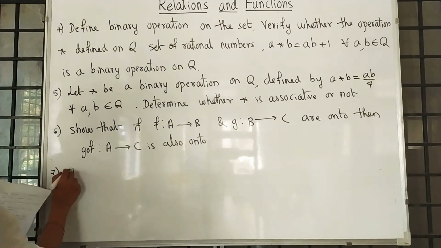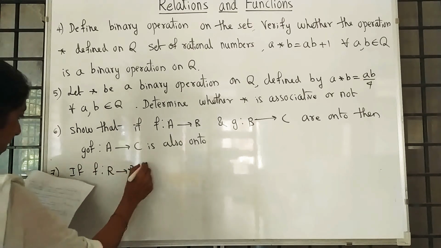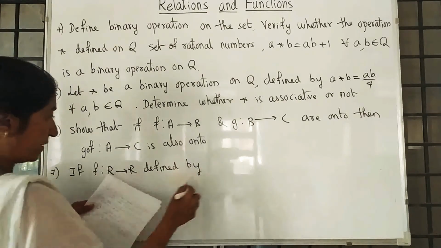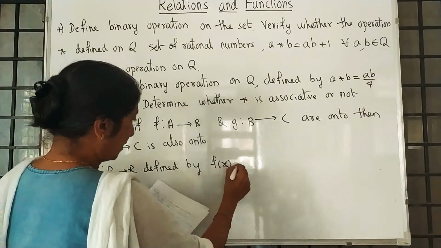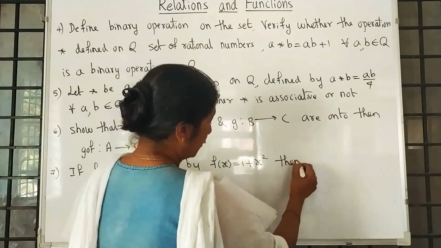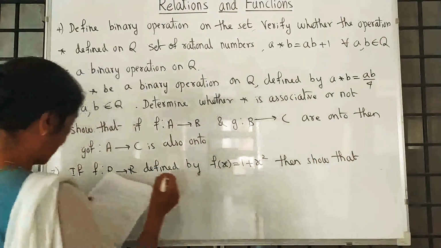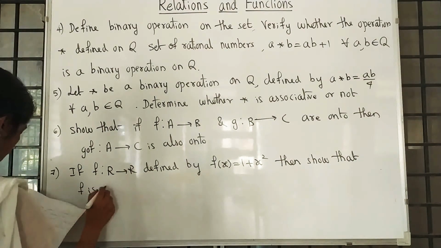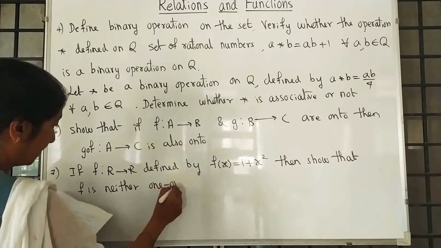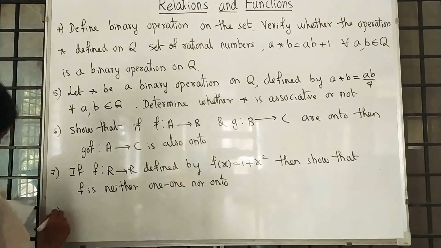Seventh question. If f is a function from R to R defined by f of x is equal to 1 plus x square, then show that f is neither 1 1 nor onto. Moving to the next question, eighth one.